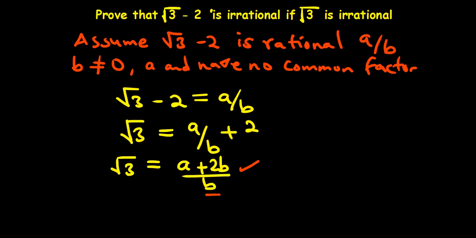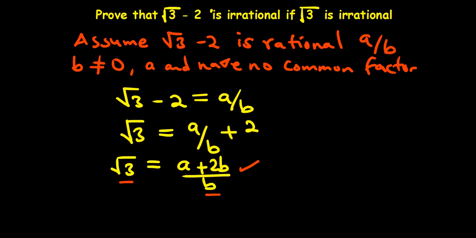But we've already been told in our question that root of 3 here, which is on the left, is irrational. So if it is irrational, then we have a contradiction from our assumption. Our assumption states that that is what is rational. But we have root of 3 being equal to this right side, which is rational, and the left side is irrational, so it contradicts.